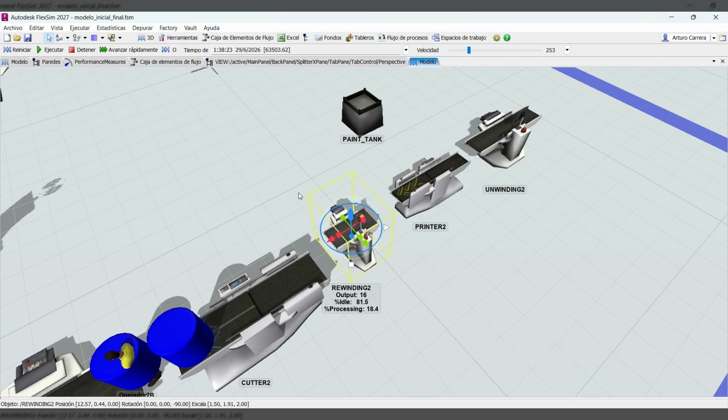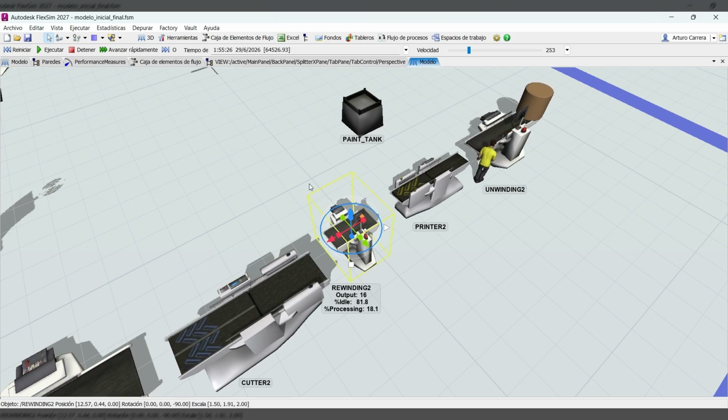Rewinding process. Printed material is transferred to the rewinding station. Rewinding prepares the material for the finishing operations. The processing times range from 10 to 15 minutes.